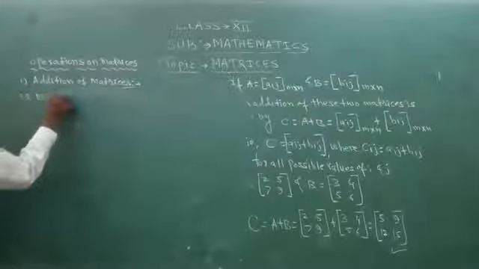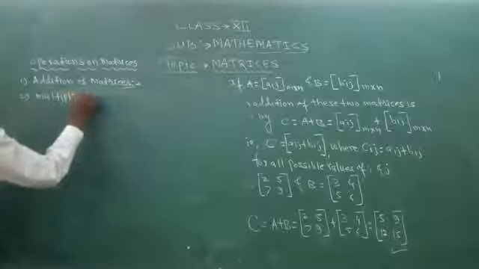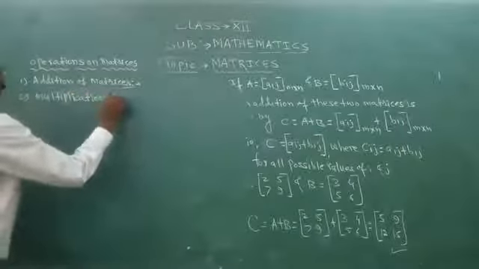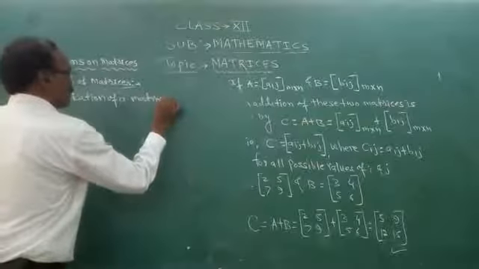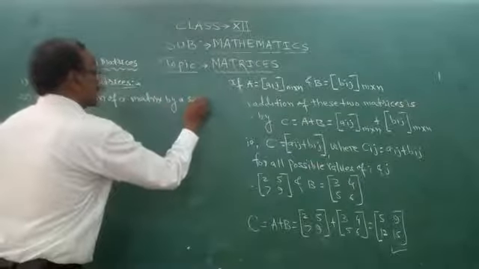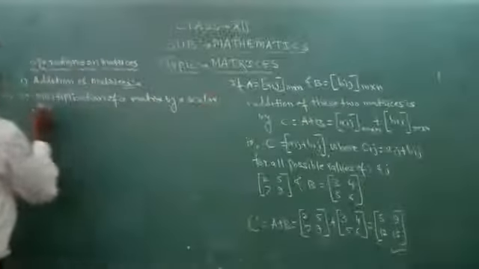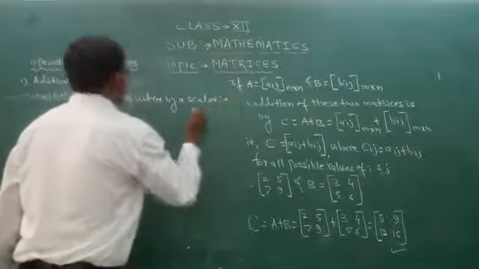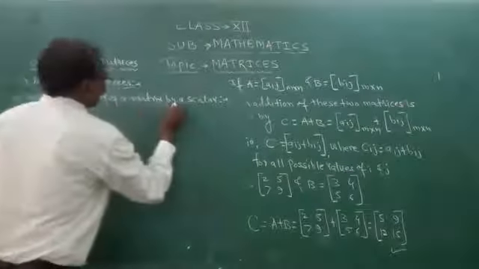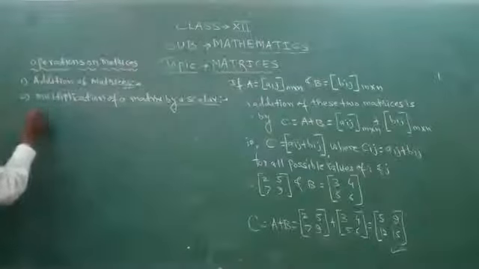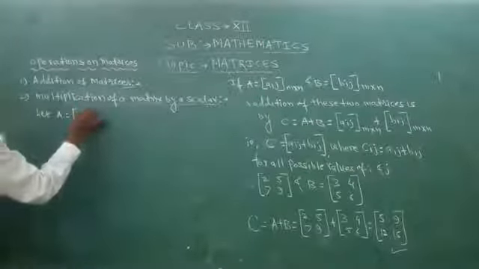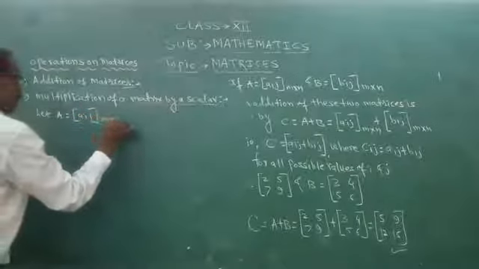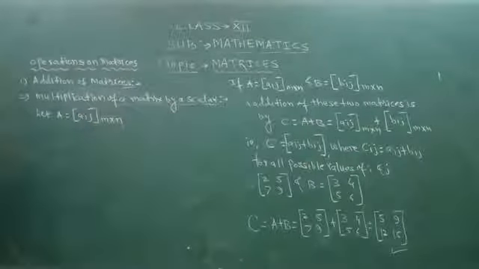Multiplication of a matrix by a scalar number. Scalar number सब मल्टीप्लाई करेंगे. So suppose let capital A is equal to Aij of order m by n, suppose.